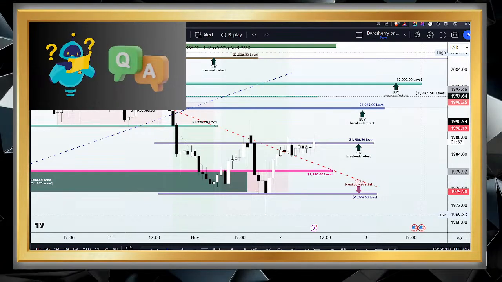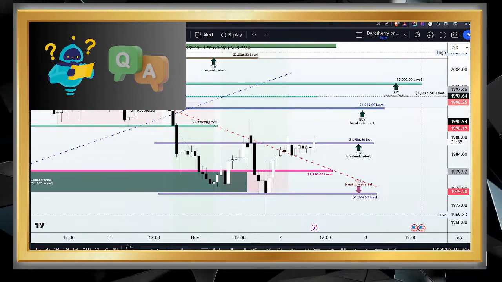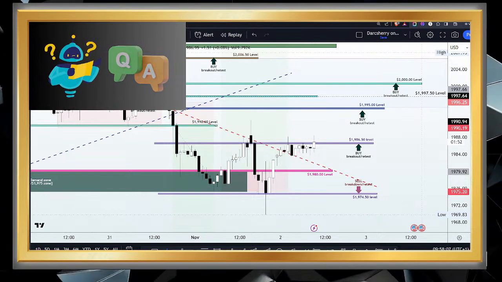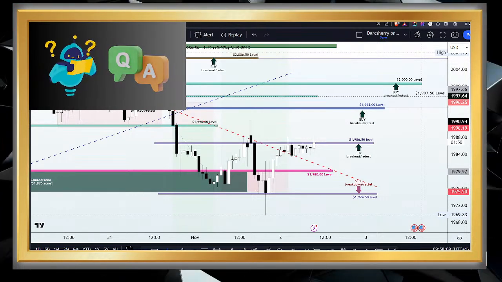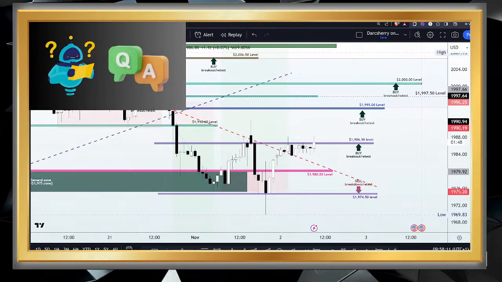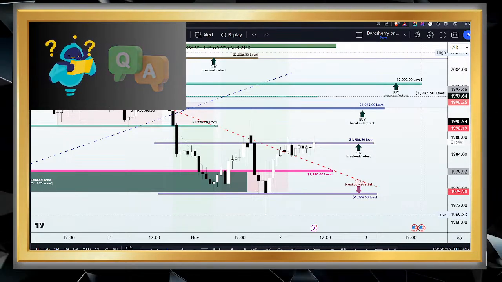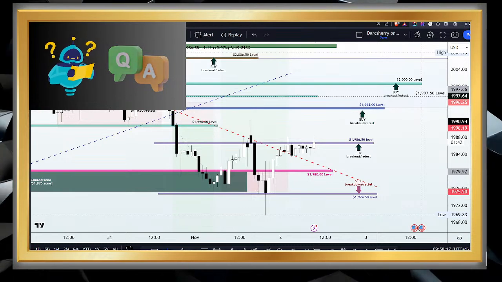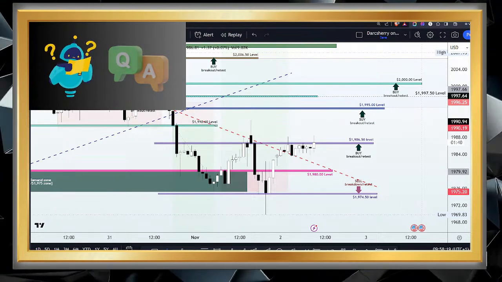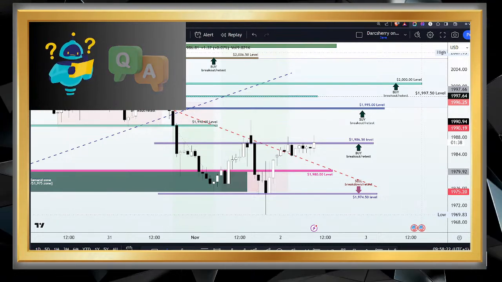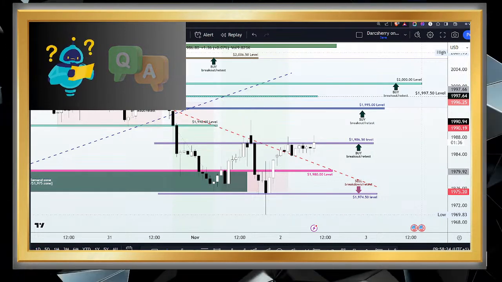So I see your comment here, Fred, and Fred is asking, is it a good practice to use a buy stop or sell stop order, or to wait for a breakout and retest before starting a trade? Well, that's a very good question, and in fact I've been emphasizing this times without number in this community.